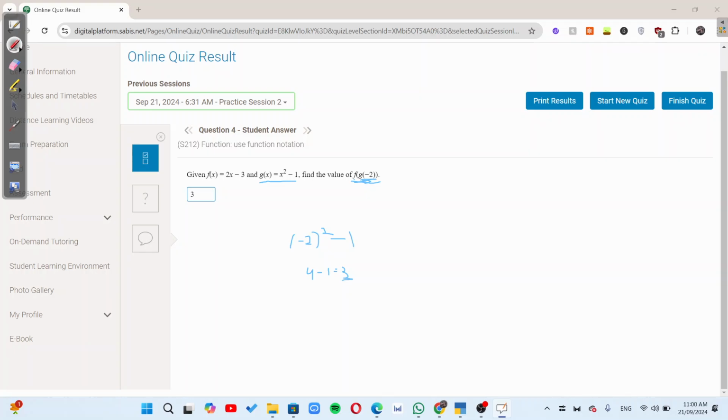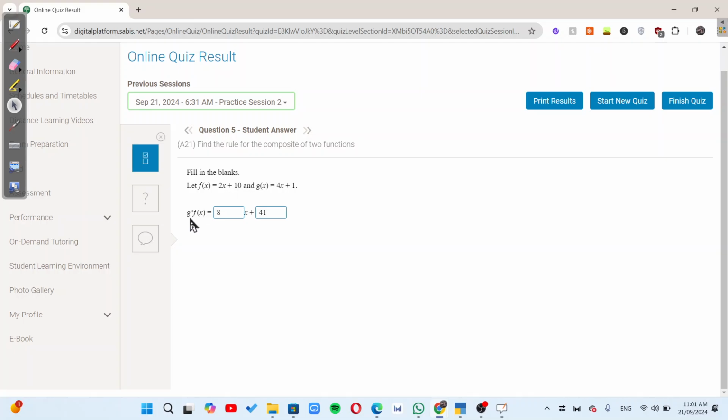So negative 2 squared is 4 minus 1 gives you 3. And now this answer, which is 3, so now you could write f of 3, right? So now you need to do f of 3, which means every time you see x in here, you put a 3. So 2 times 3 minus 3, so this is 6 minus 3, which gives you 3. And that's your answer. Next question.